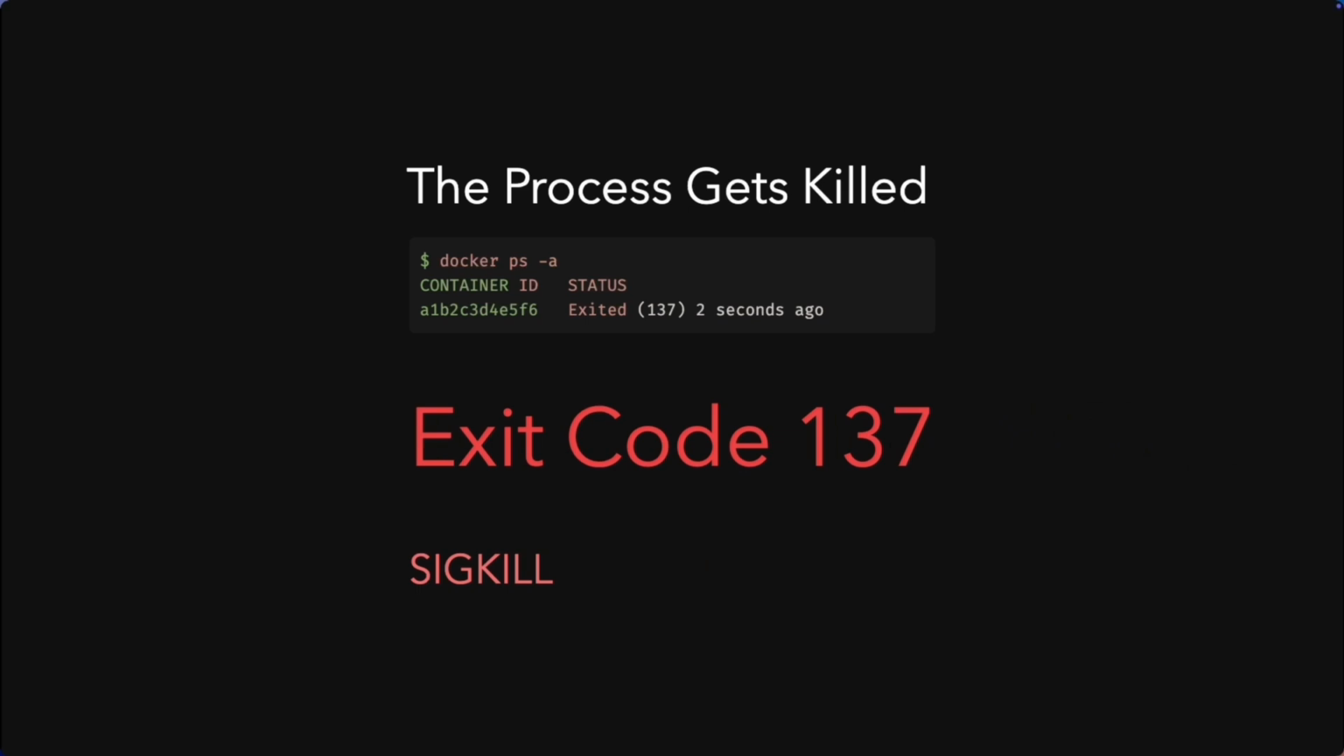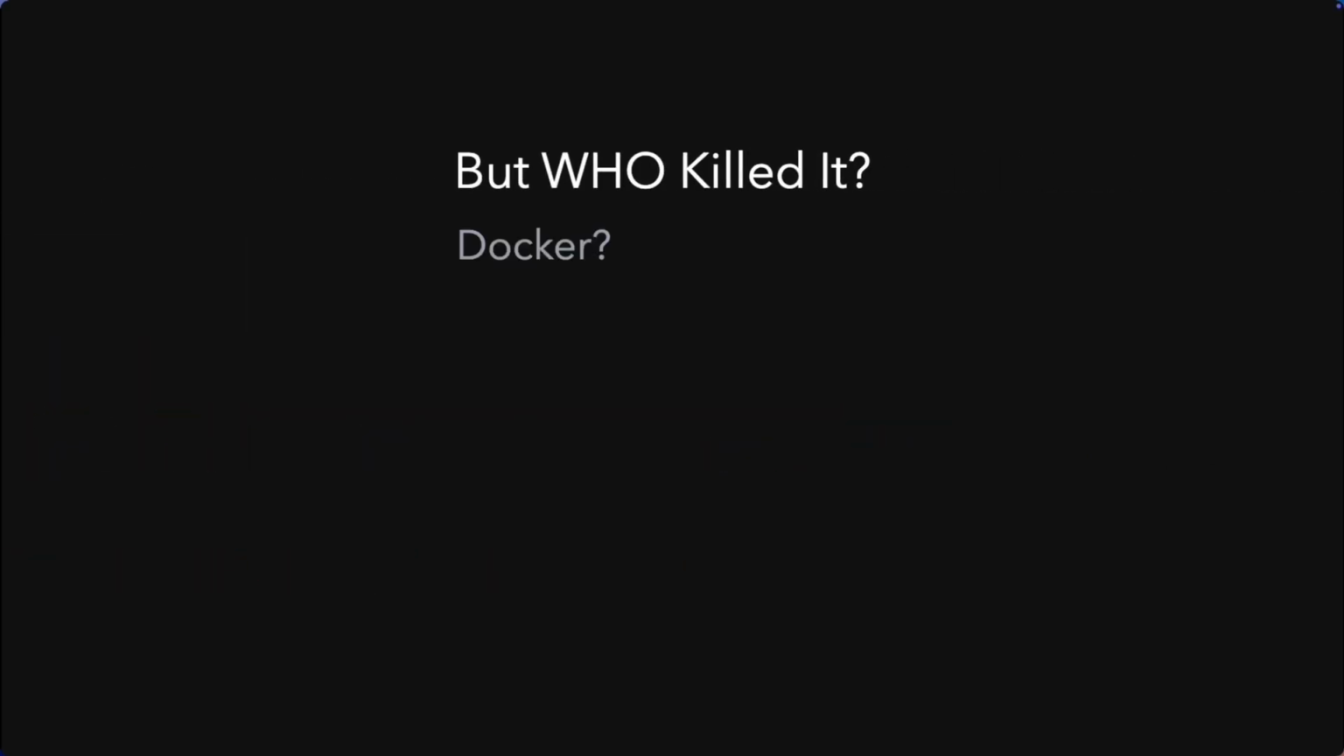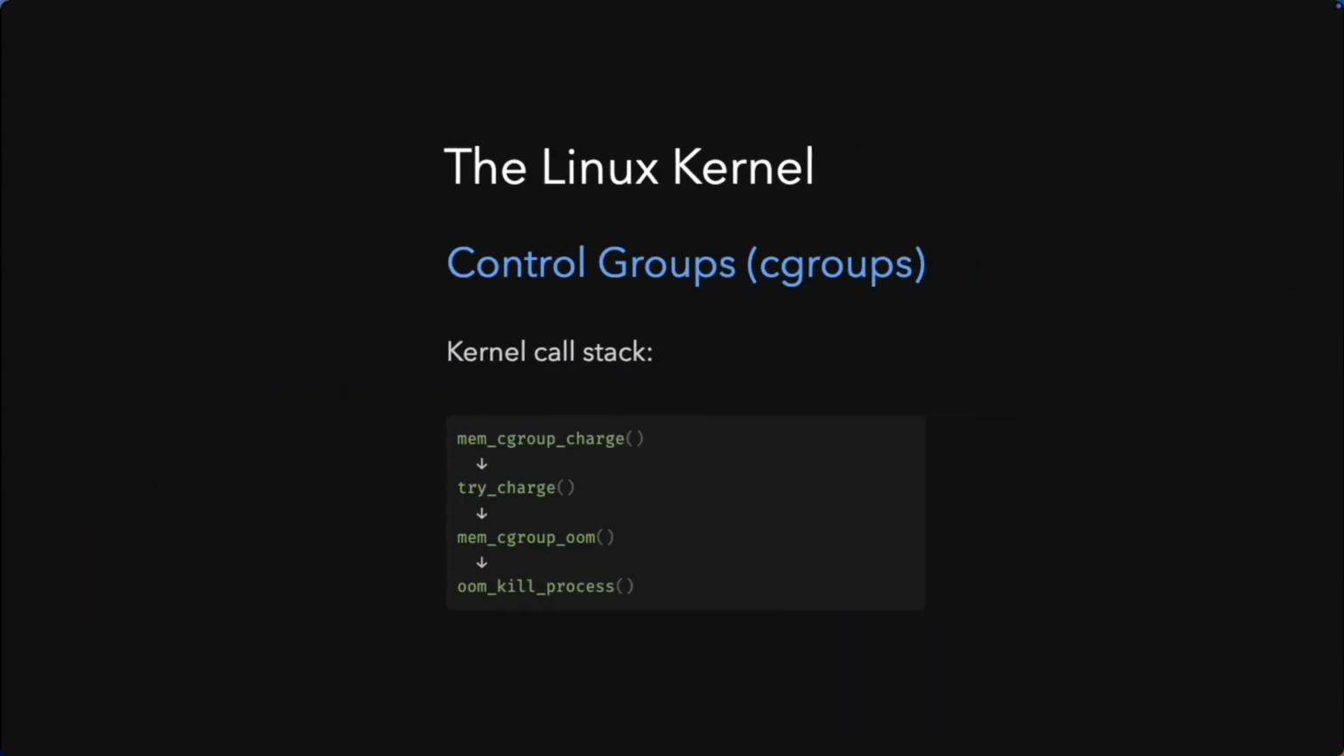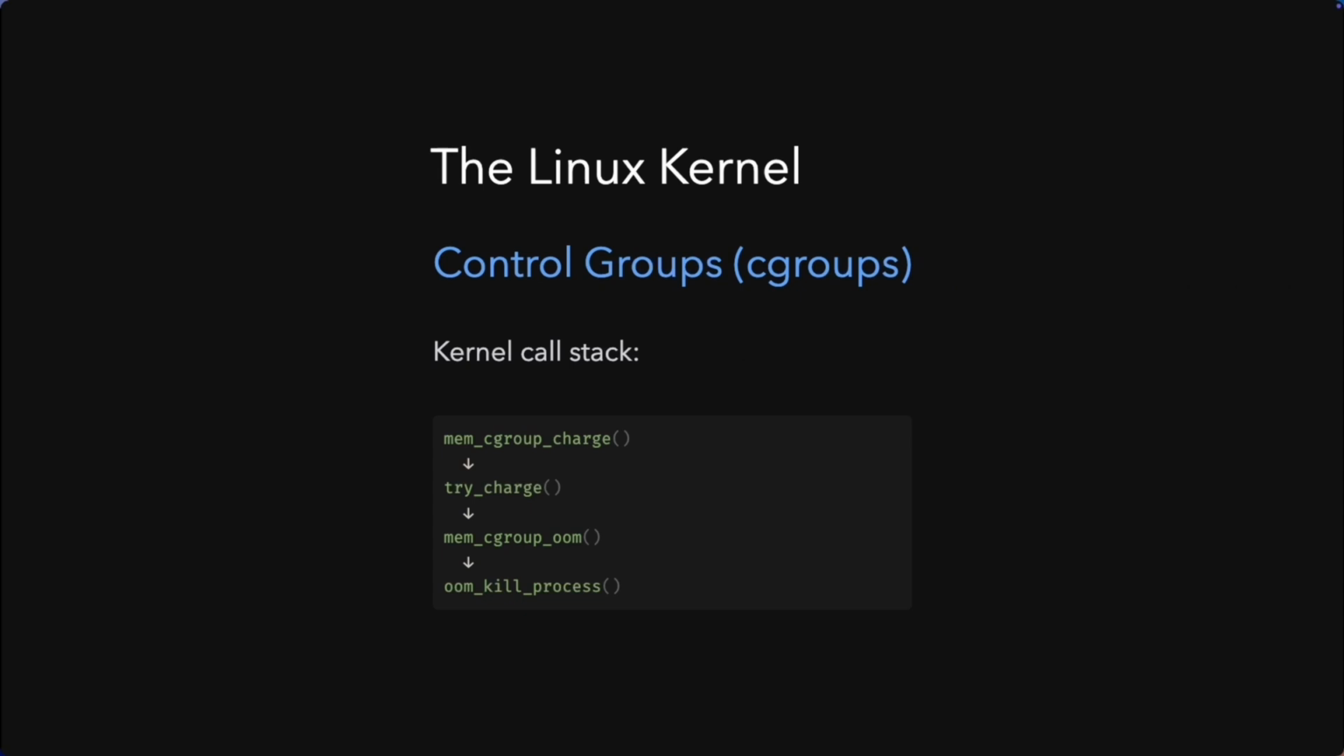But here's the question no one asks. Who killed it? Docker, Kubernetes, or containerd? The answer is none of them. The Linux kernel killed it, specifically a subsystem called control groups. So cgroups enforced the limit you set, noticed a violation, and triggered the OOM killer.